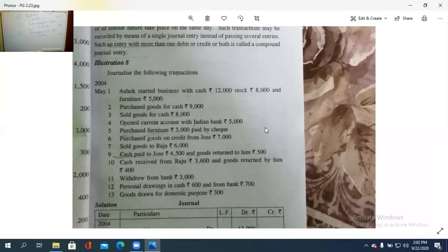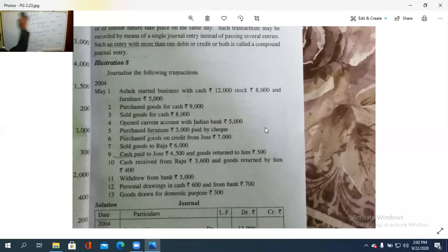Then next is sold goods to Raju. So Raju's account debtor to sales. How much it is? 6,000. This is credit sale and this is a credit purchase. Clear? Note it in your transactions.